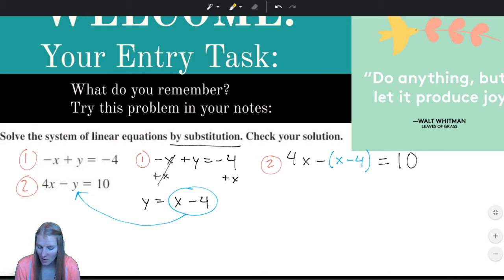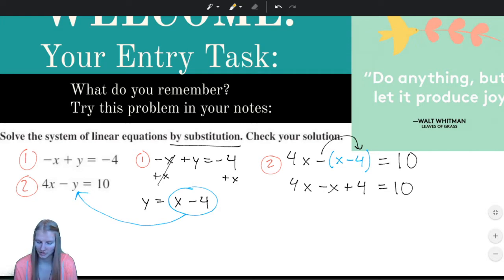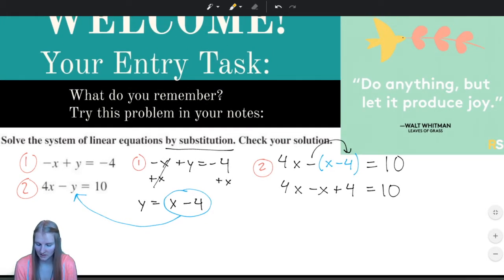Okay, and now I can distribute this negative. So we have 4x minus x, right? A negative times a positive is a negative. And a negative times negative 4, negative times a negative, is a positive, and I get 4x minus x plus 4 equals 10. Let's combine our like terms. 4x minus x is 3x plus 4 equals 10.